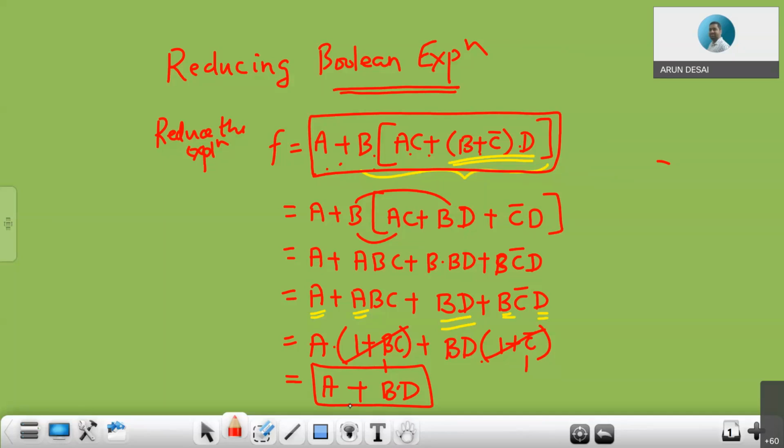This is the result, or reduced form, of this expression.